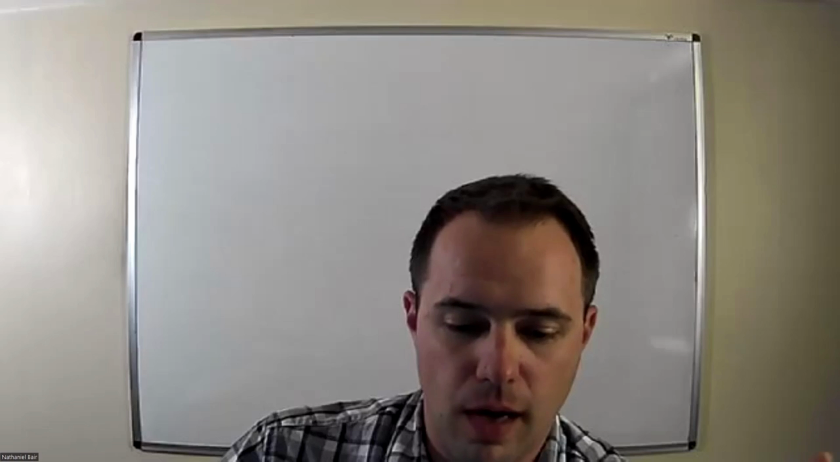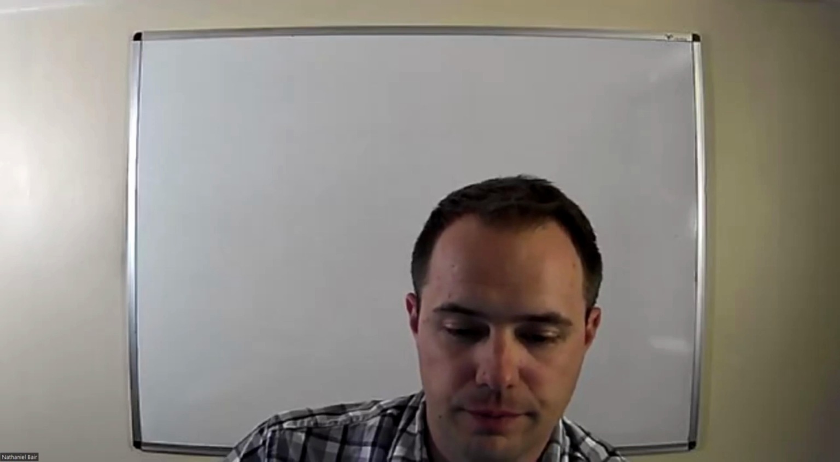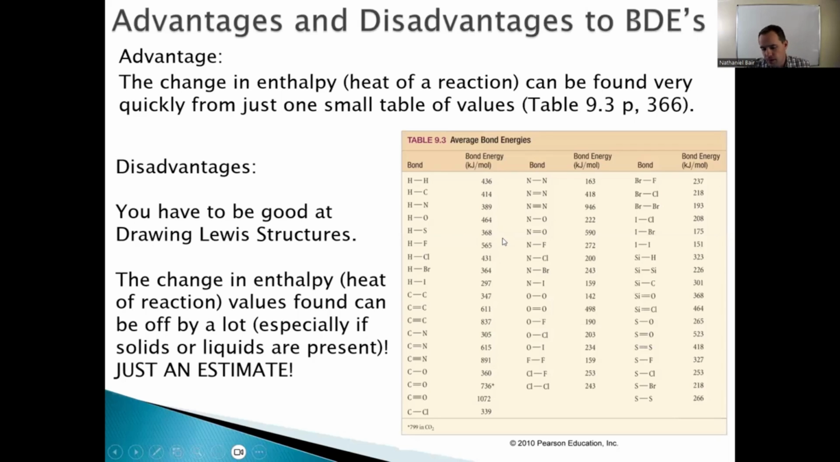Here's how it works. Somebody, somewhere, somehow figured out the average amount of energy needed to break all these different types of bonds. So on average, the amount of energy needed to break an H to H bond would be 436 kilojoules of energy.